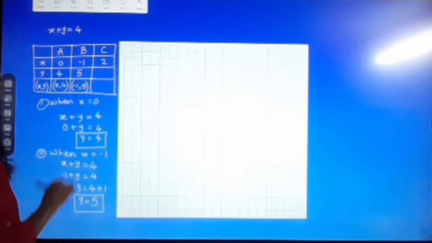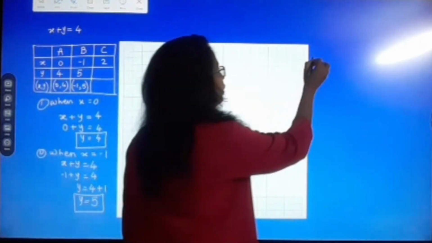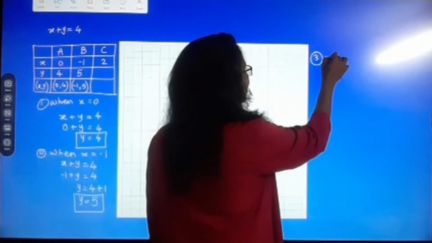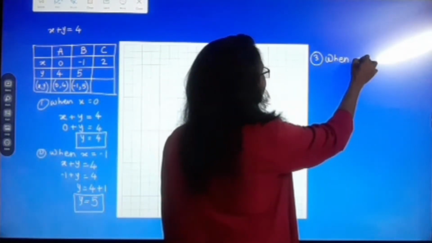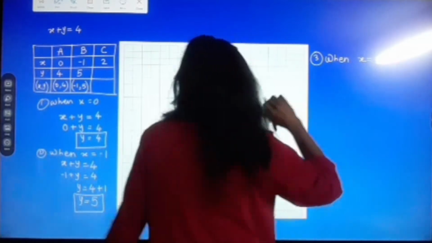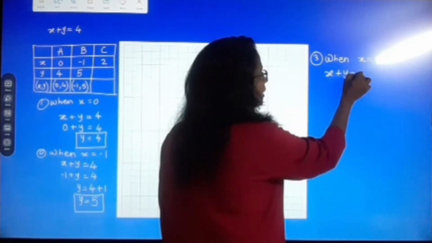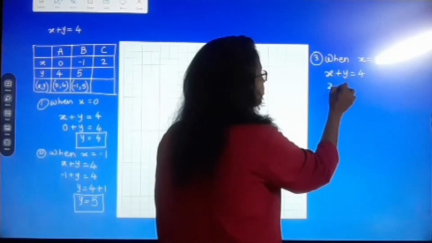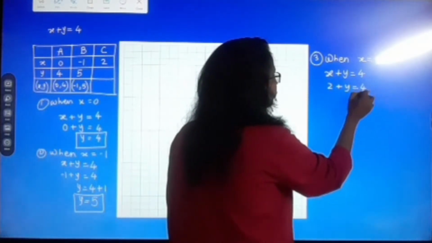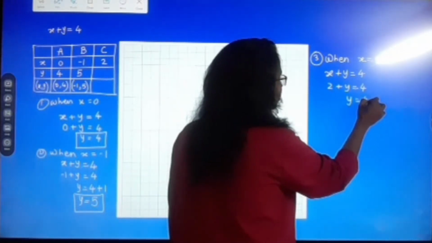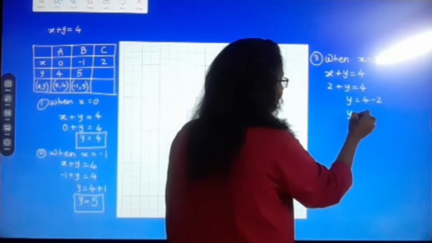And the third one, that is x is equal to 2. So the third one I write here, when x is equal to 2 and the given equation x plus y is equal to 4, that means 2 plus y is equal to 4. So y is equal to 4 minus 2. So that means y is equal to 2.